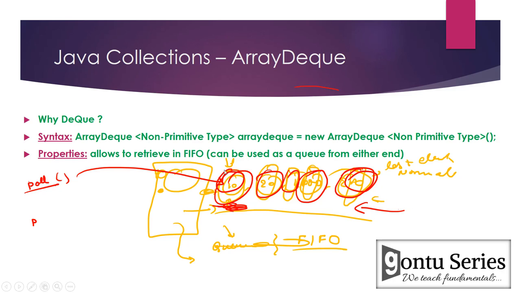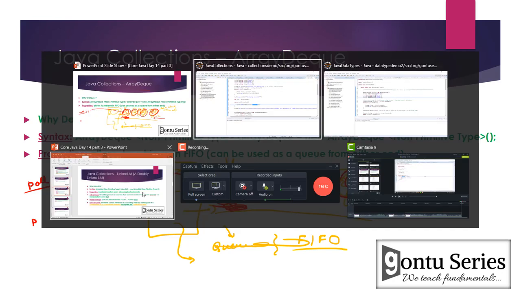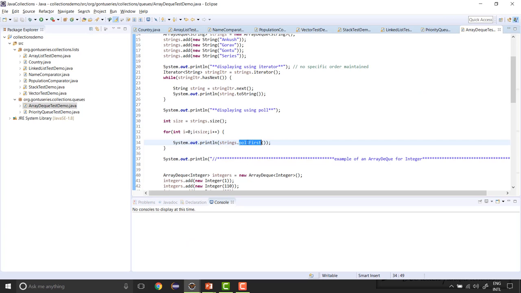It means it's going to allow you to retrieve the first element, and then this element. When you remove 10, then this becomes the first element. When you remove this, then this becomes the first element. When you remove this, this becomes the first element. When you remove this, this becomes the first element. So that's how pollFirst is going to give you results.